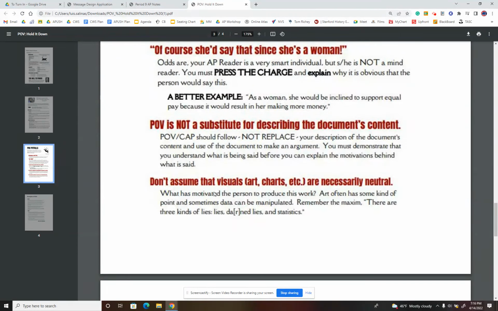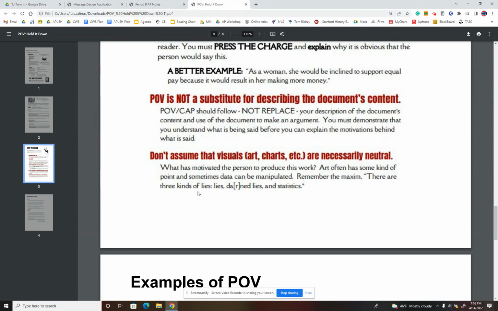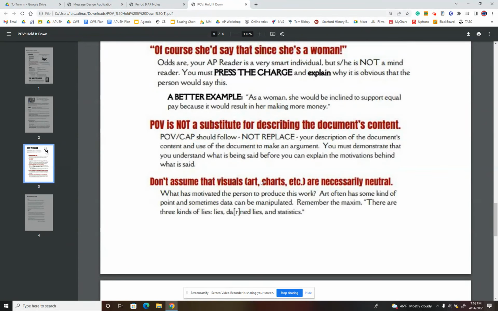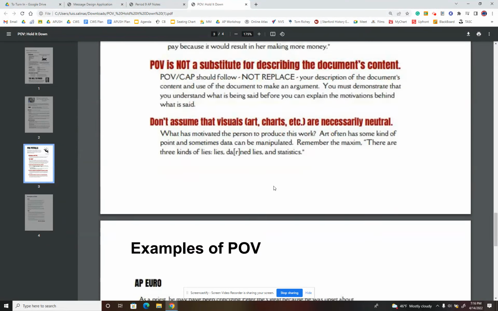Finally, I say don't assume that visuals are necessarily neutral. That's a hard concept. Some students struggle with that. But what has motivated the person to produce the work? A good example is actually the Boston Massacre, right, by Paul Revere, who redraws the event, and that's an easy one to view the point of view, because Paul Revere was, of course, in favor of independence and separating from Great Britain. So that would be a good example.